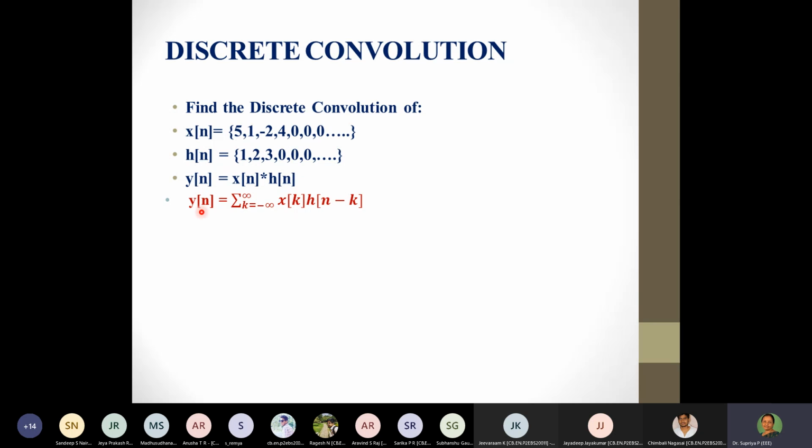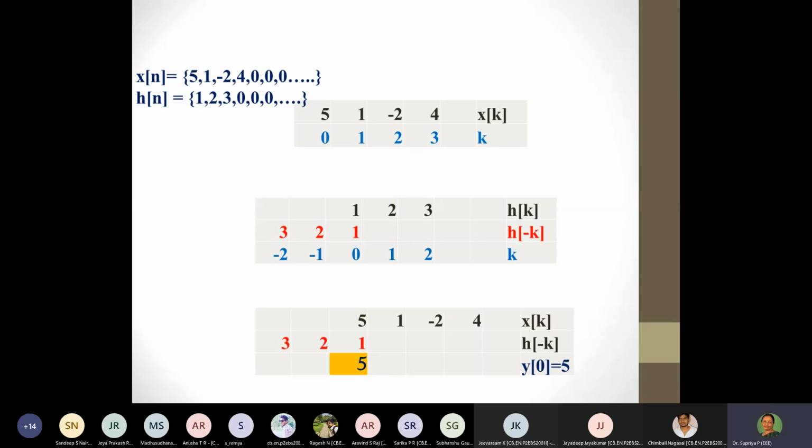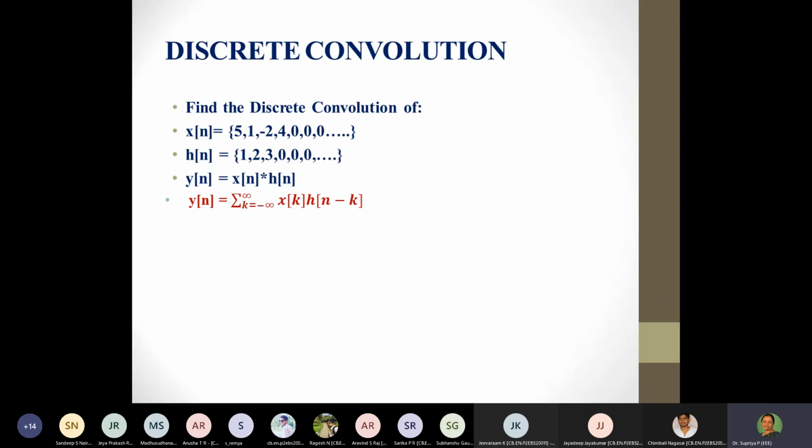Then the output of such a system is generally given by the convolution of the input and the impulse response of the system. Usually it is represented by y of n is equal to x of n convolution h of n. The mathematics behind this is the summation over k from minus infinity to plus infinity of x of k into h of n minus k. This is the expression that is generally used for convolution.